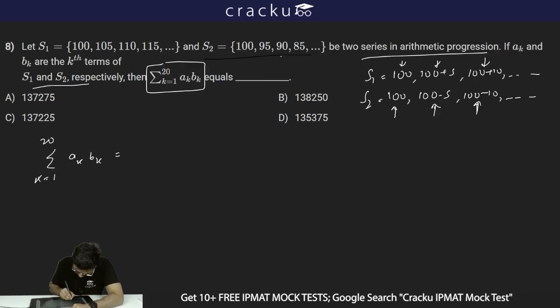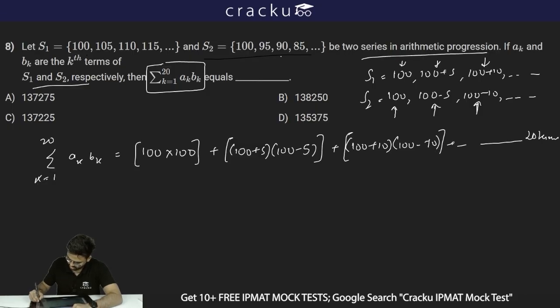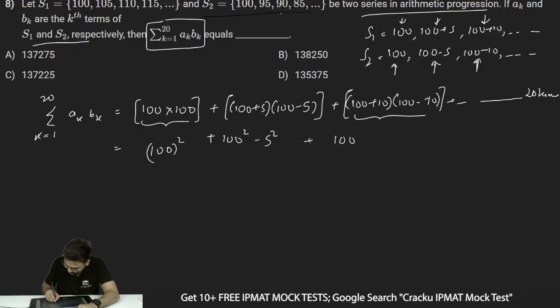This is equal to 100 into 100, A1 into B1, plus A2 into B2, which is 100 plus 5 into 100 minus 5, plus A3 into B3, which is 100 plus 10 into 100 minus 10. And this will continue up till 20 terms. Thus this gives me 100 into 100, which is 100 square. And now 100 plus 5 into 100 minus 5 gives me 100 square minus 5 square.